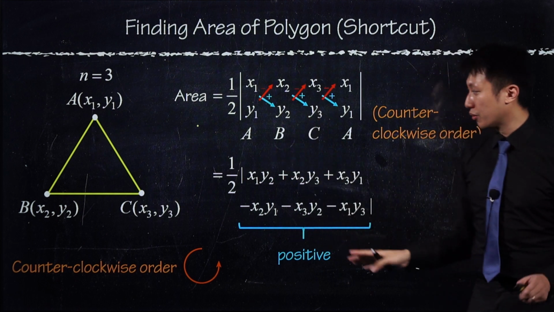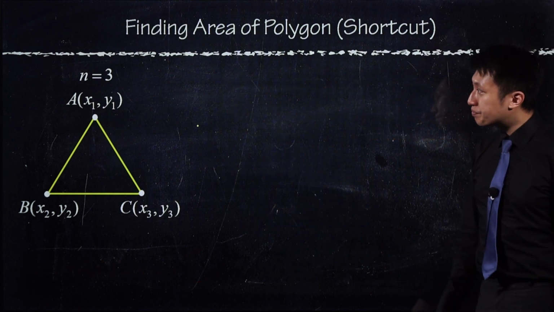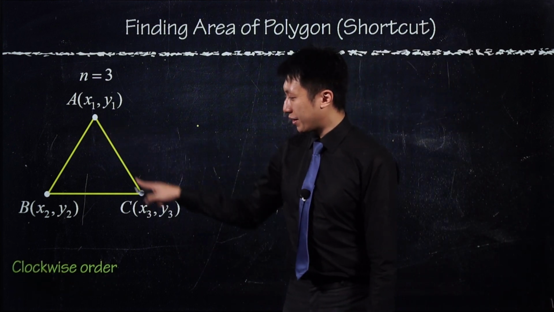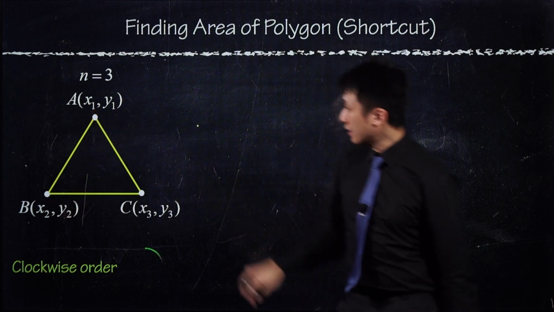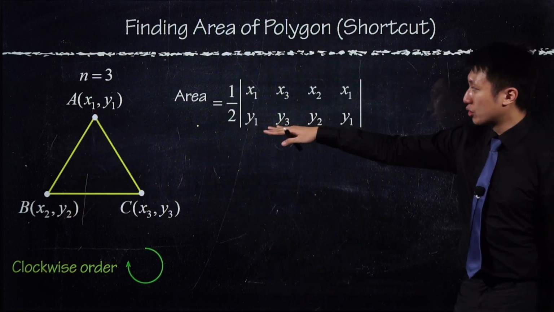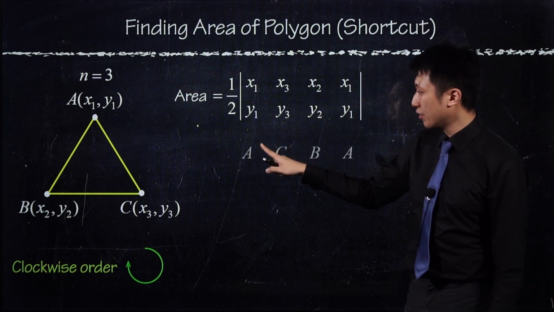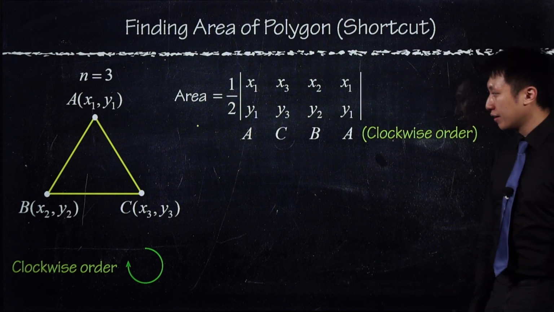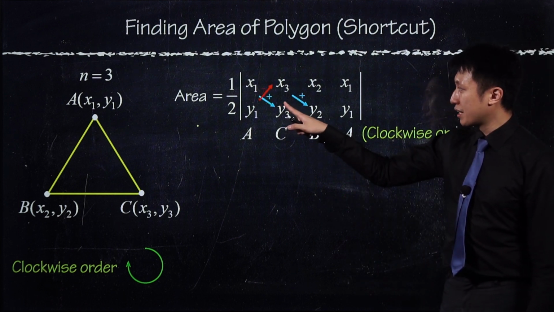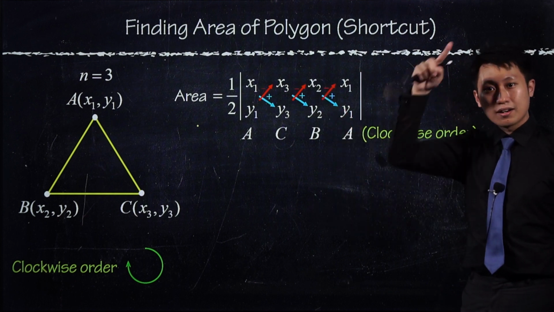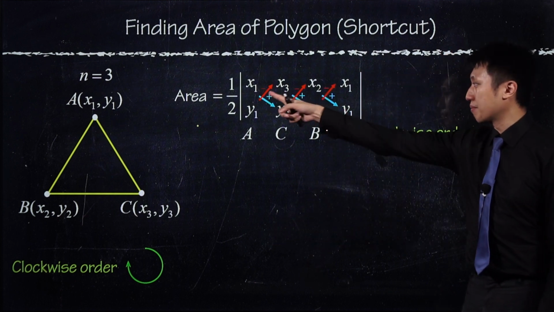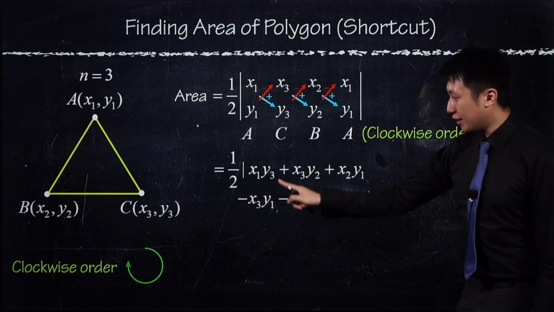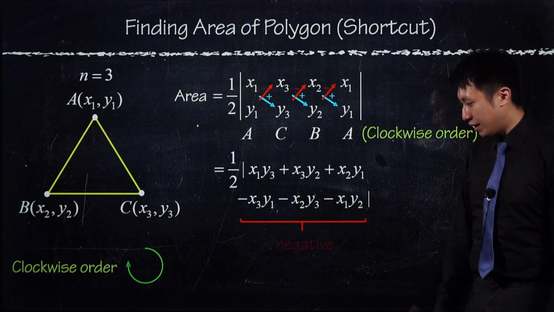Okay, so yeah, so let's talk about something else. Okay, so now if we have clockwise order, then means we go from here, here, here, and back to here. Okay, means we have area equals to this one, same thing, except I'm going for A, C, B, A. Okay, clockwise order. Right, then now this plus minus, plus minus, plus minus. Again, right hand go down, go down, it's positive, positive, positive, negative, negative, negative. Okay, and then here you will get a negative number.